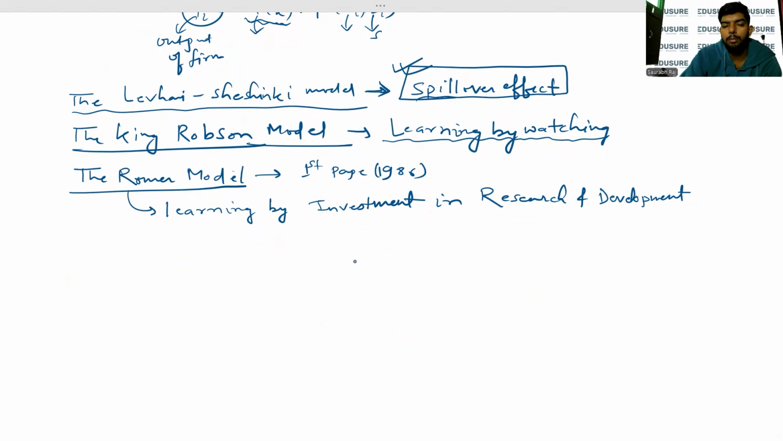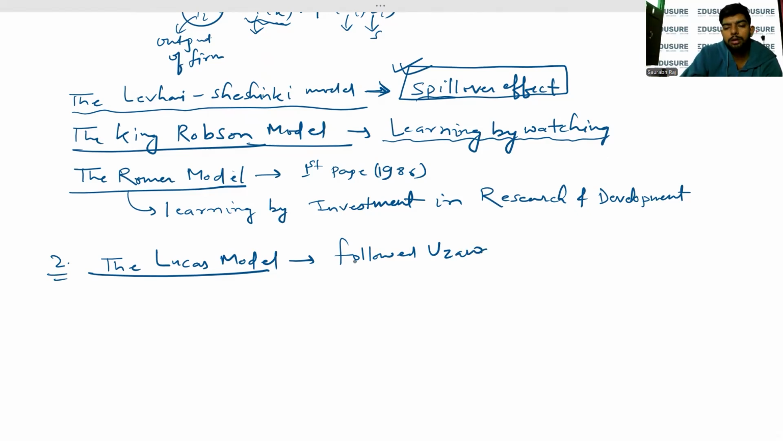Now we will see the second model, the Lucas model. Lucas used the endogenous growth model developed by Uzawa. So you can say this also basically follows Uzawa's endogenous growth.